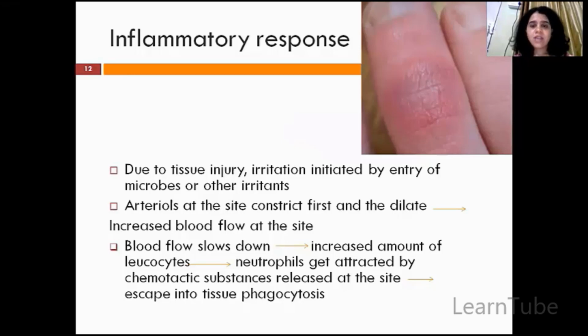Why do they have to increase the blood flow to the site of injury? Because if the blood flow is increased, a large number of macrophages, leukocytes, and neutrophils will move to the site of injury, and they will kill bacteria if any are present, and they will make the healing process faster.